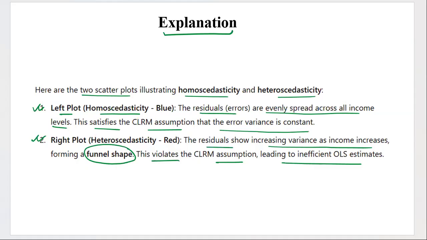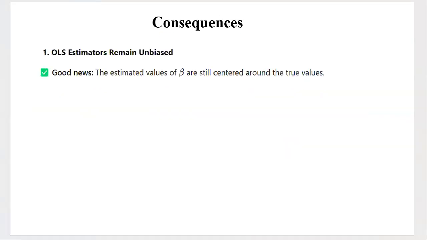Now, next, we'll look at the consequences. If heteroscedasticity is present in your model, what will be the consequences and how will that affect the properties that we have initially discussed? Okay, so let us start with that. The first consequence is that OLS estimators remain unbiased. Even if heteroscedasticity is present in your model, the estimated values of beta are still centered around the true values. Now let me show you how to derive this property. Let us go one by one.